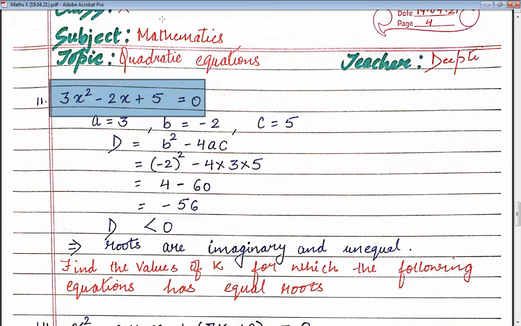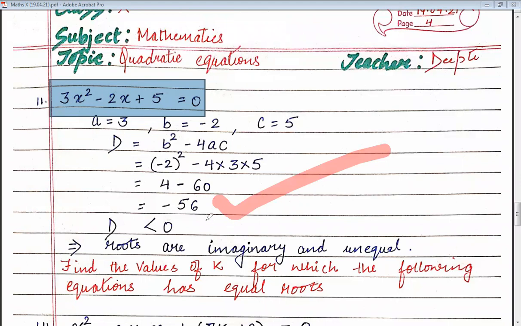Now let us find the discriminant in this case. The discriminant is equal to b square minus 4ac. Here b is minus 2, a is 3, and c is 5. So now let's substitute and find the value. The discriminant is minus 56.